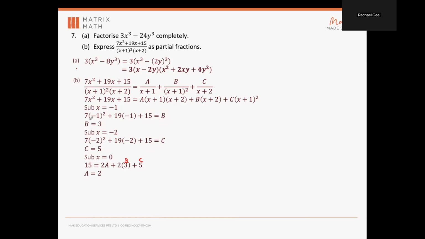Up to this point, you're not done yet, so you need to put it back into here. Your A is 2, then B is 3, C is 5. So you just put it back into here. So the partial fraction looks like this.